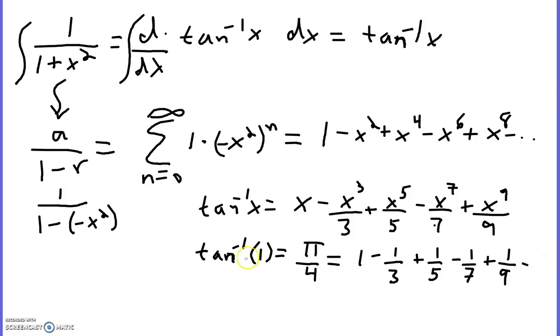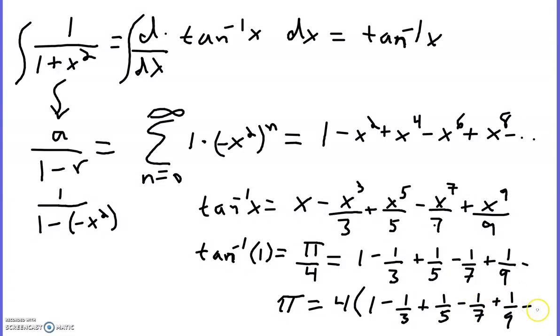Now, we know the tangent inverse of 1 is pi over 4, which means we know this equals pi over 4. So pi is equal to, we just multiply both sides by 4, 4 times 1 minus 1 third plus 1 fifth minus 1 seventh plus 1 ninth. This is nuts. And so on and so forth. And we get the pattern that we saw before.